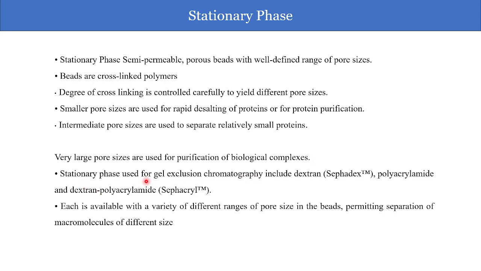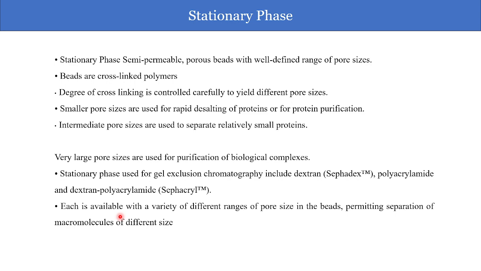The stationary phases used for size exclusion chromatography include dextran or Sephadex TM, polyacrylamide, dextran-polyacrylamide, and Sephacryl TM. These are the different materials used in the stationary phase when you perform SEC. If you have seen an SEC column, the packing is with either dextran or polyacrylamide, like Sephacryl TM, and each is available with a variety of pore sizes in the beads that permit separation of macromolecules of different sizes.